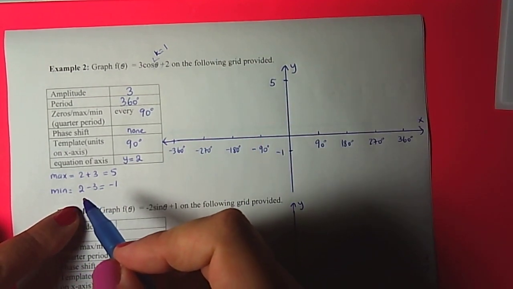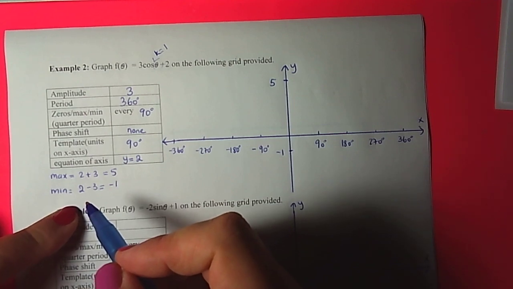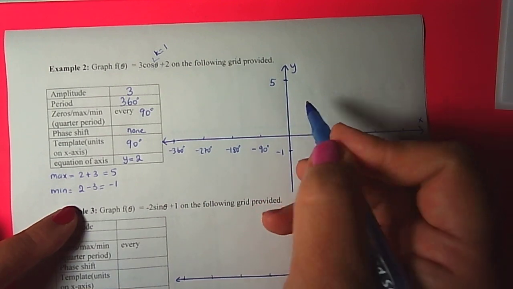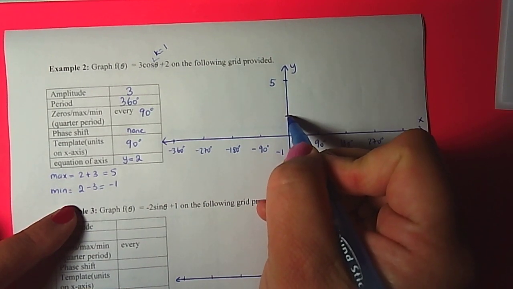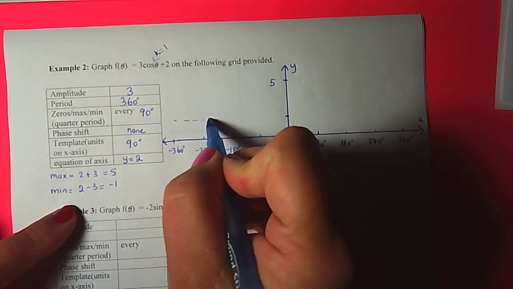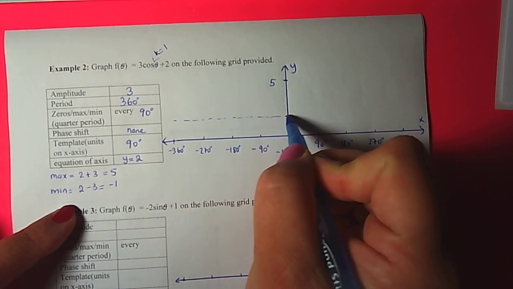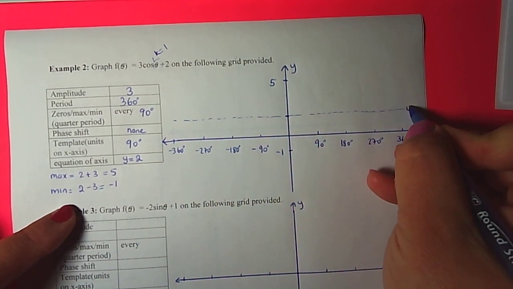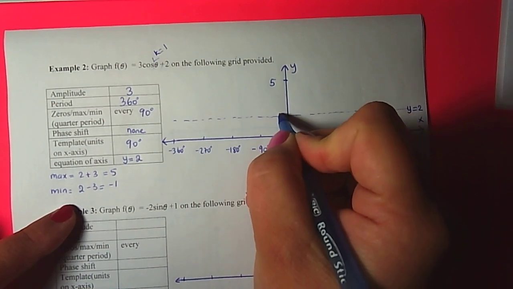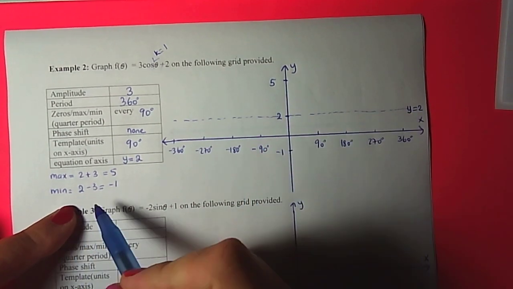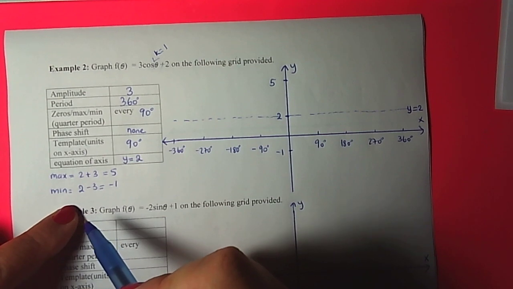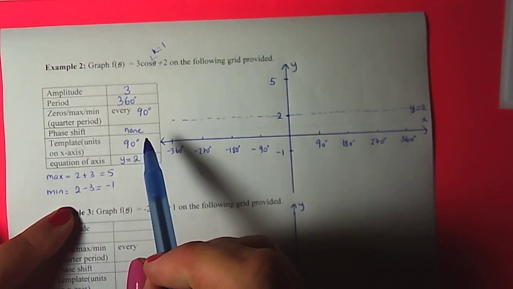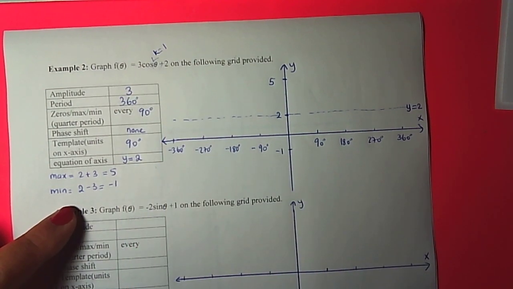Step 3. So we are going to draw the axis, okay? And equation of axis is y equals 2. So draw a dashed line for the axis. That is y equals 2. Next step, mark the start point using the phase shift. In this case, there is no phase shift. So this is a cosine graph.